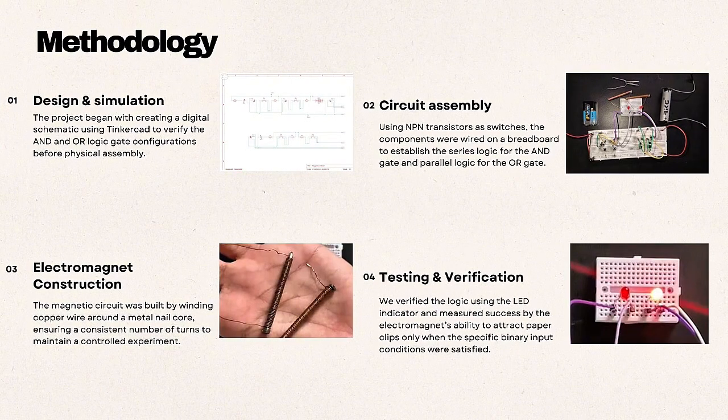For our methodology, we first begin our project by using a digital schematic we make using Tinkercad. And then, after successfully constructing a prototype, we assemble the circuit using the necessary electrical components such as the transistors, the resistors, LED and jumpers. After that, we construct an electromagnet. The magnetic circuit was built by winding the copper wire around a metal nail core, ensuring a consistent number of turns to maintain a controlled experiment.